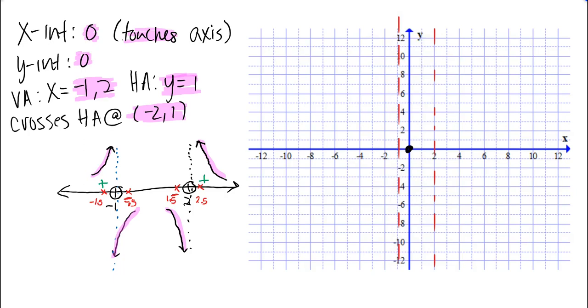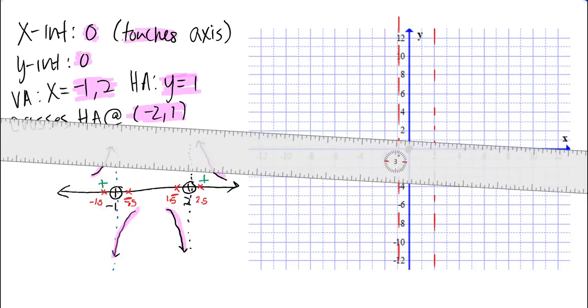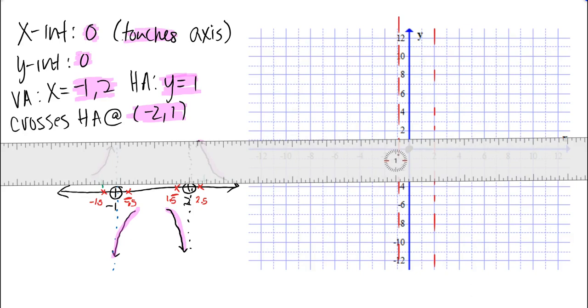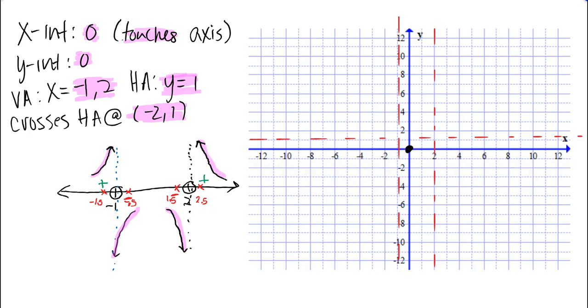We also have a horizontal asymptote at y equals 1. Let me bring that ruler back. Y equals 1, we have a horizontal asymptote. I'll draw a dashed horizontal line at y equals 1. And we have the point -2, 1. The point -2, 1 right here is where the graph crosses that horizontal asymptote.